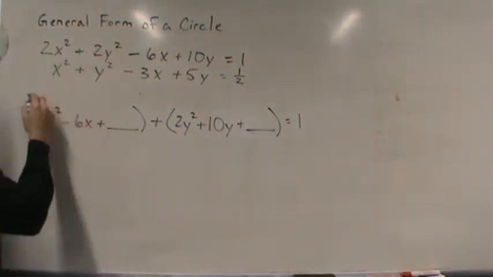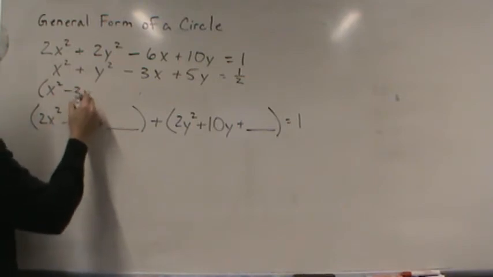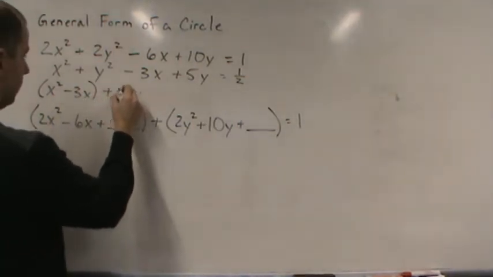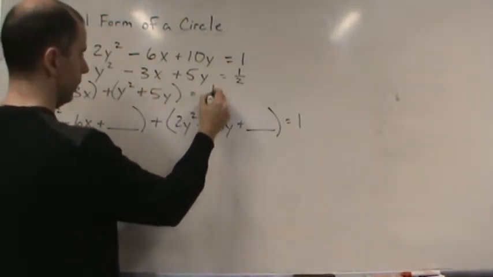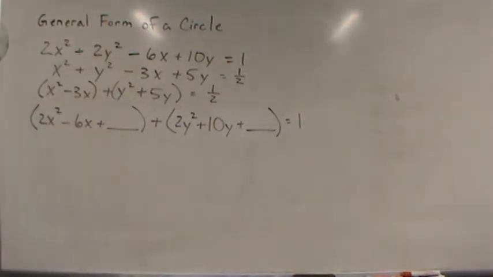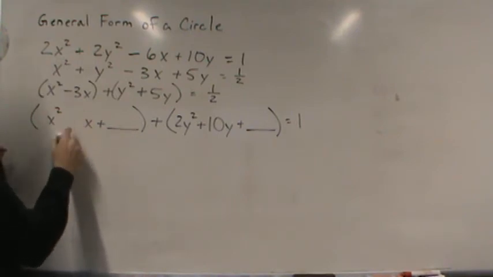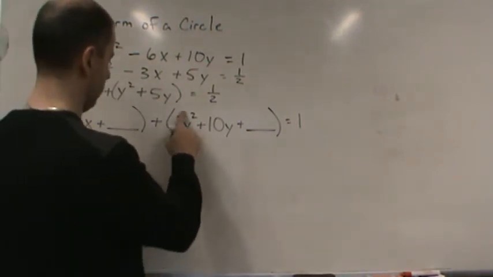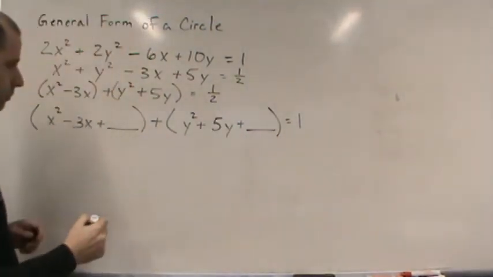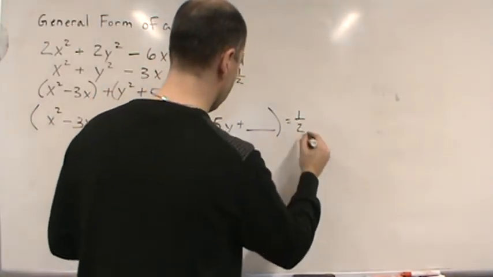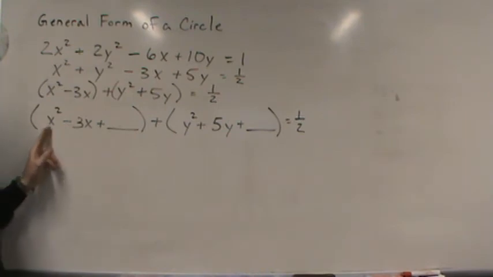And then I'm going to group everything together. So now I'm going to put the x's together: x squared minus 3x, plus y squared plus 5y, equals 1/2. And then I'm going to set it up. So now I have this. Okay. So now I'm ready, because I've got leading ones here.